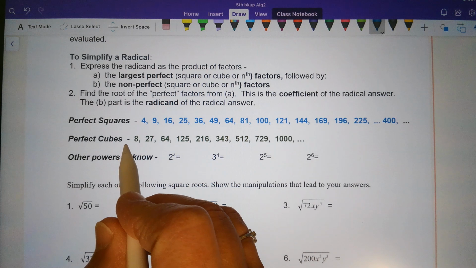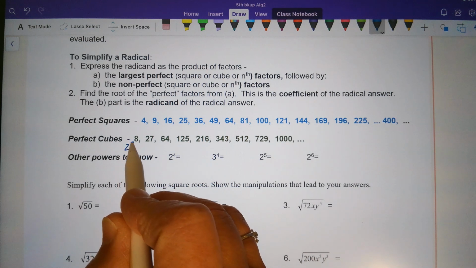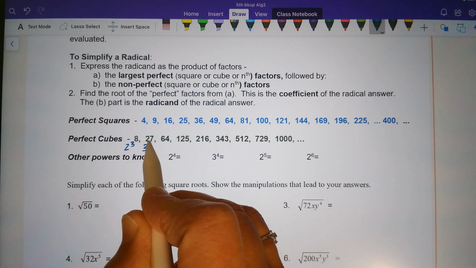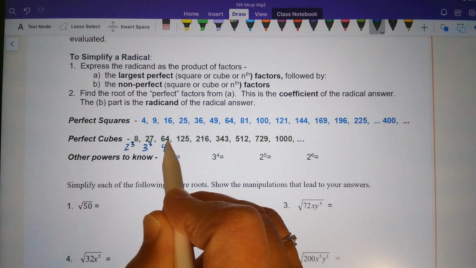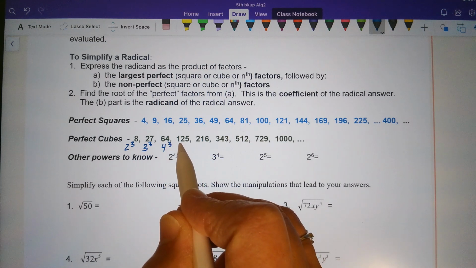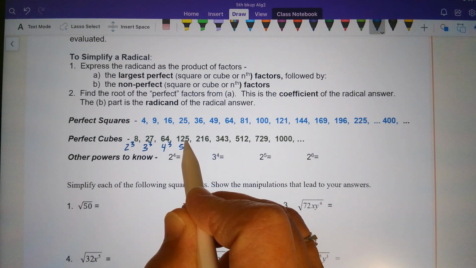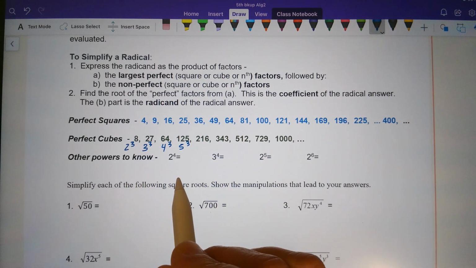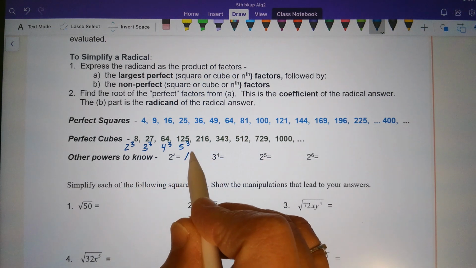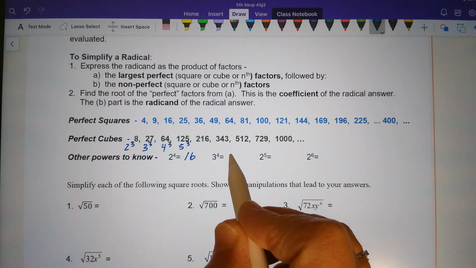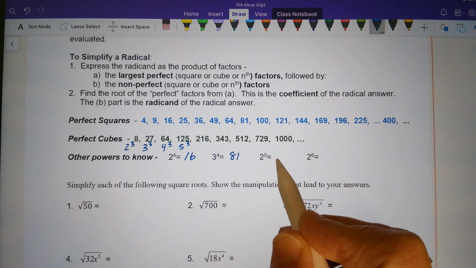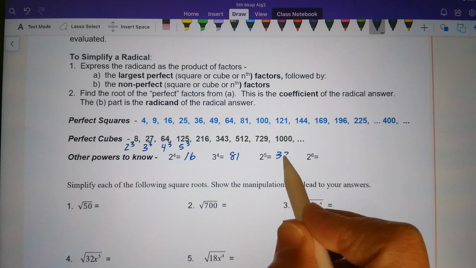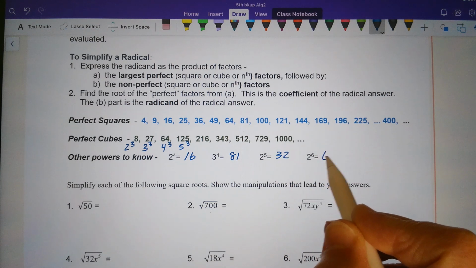The cube root of 8 is 2, because 2 cubed is 8, 3 cubed is 27, 4 cubed is 64, 5 cubed is 125. Other powers you should know: 2 to the 4th is 16, 3 to the 4th is 81, 2 to the 5th is 32, and 2 to the 6th is 64.